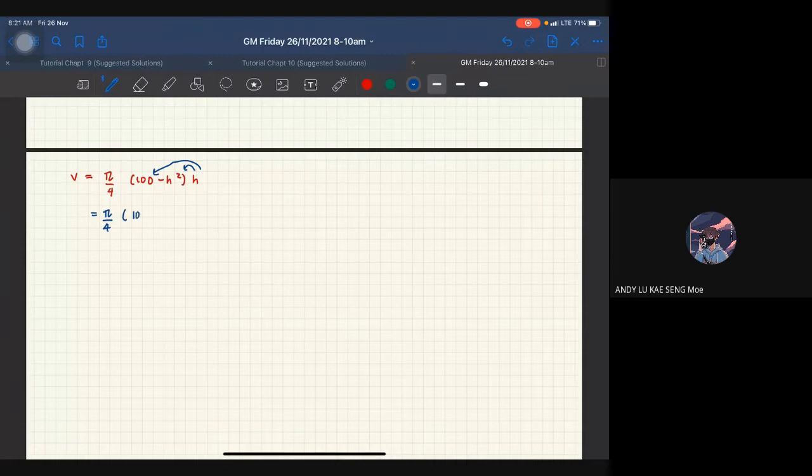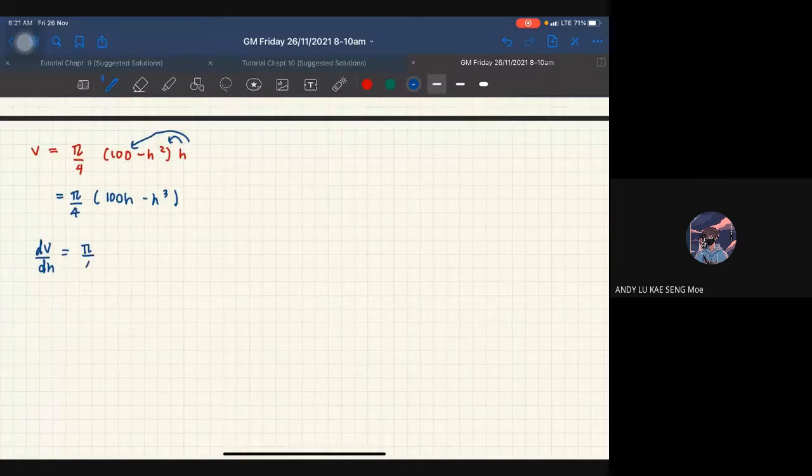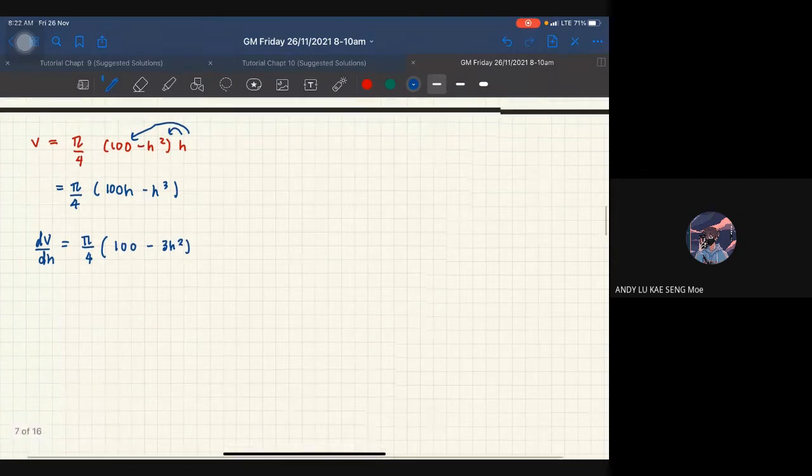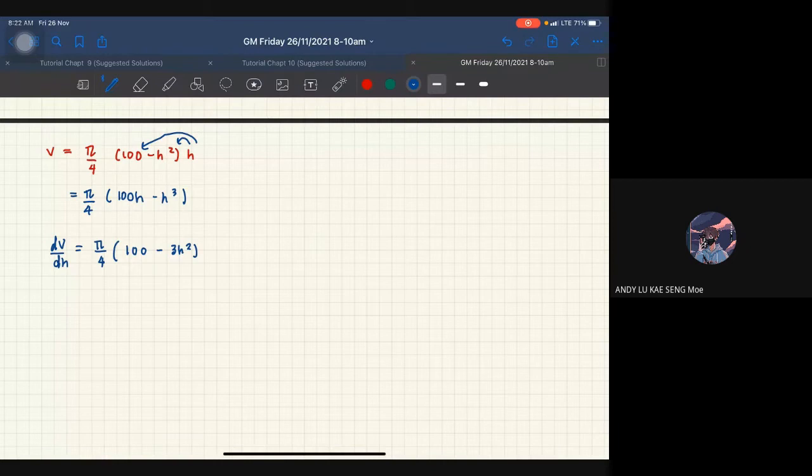Okay, so barulah saya cari dV/dH. Okay, so daripada sini awak akan dapat pi over 4 constant, so biarkan sahaja. Okay, so awak akan differentiate apa yang berada di dalam kurungan. Okay, so awak akan dapat dekat situ is 100 and then minus 3H square, like that. Okay, so ini adalah awak punya dV/dH. So sekarang kita nak cari nilai H yang menjadikan function kita ni sekarang dV/dH kita adalah kosong.